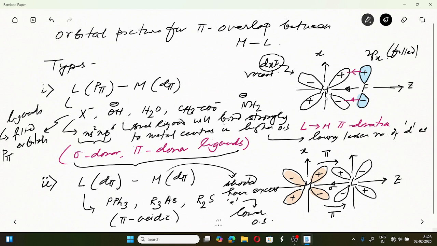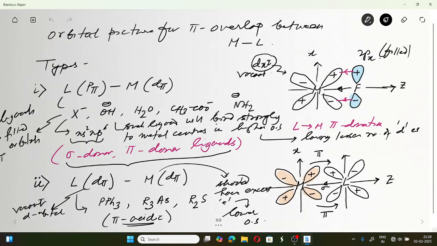And the ligand should be pi acidic, having vacant d orbitals. Okay, the ligand should have vacant d orbitals. So this is the second type of pi bonding.